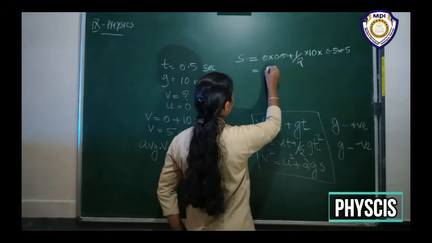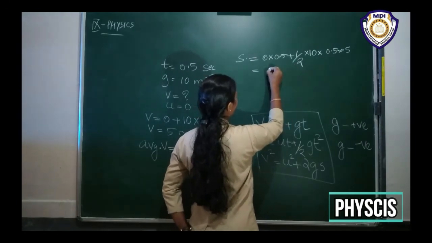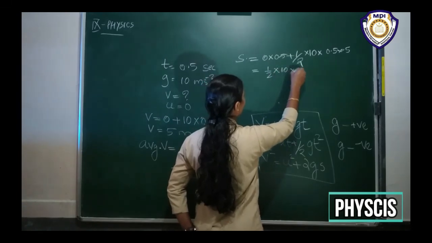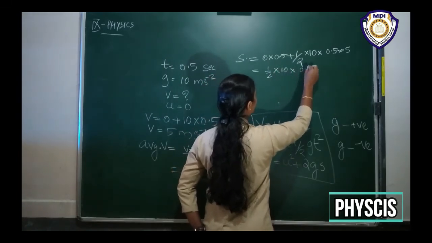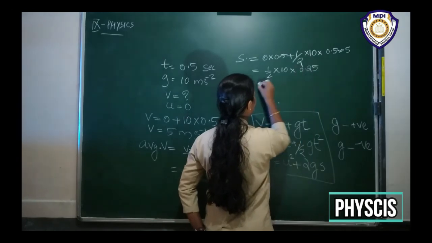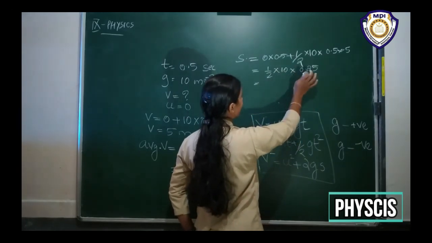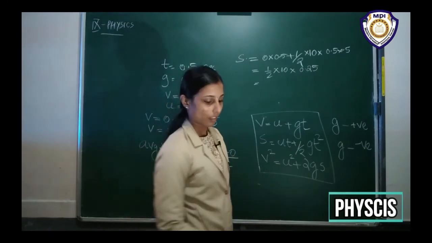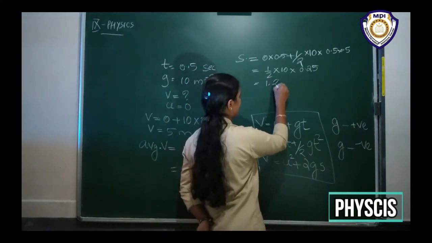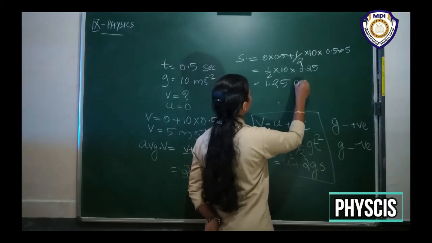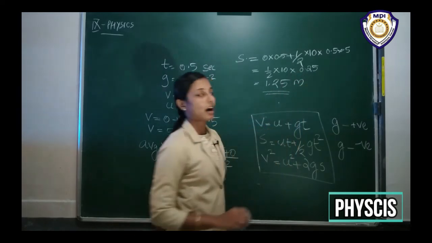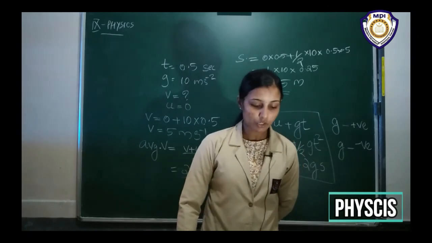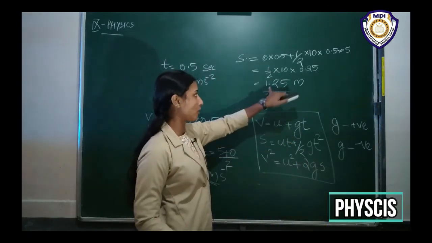We can write this as 0 plus half into 10 into 0.25, right? So this will be equal to 5 into 0.25. 5 into 0.25 is equal to 1.25 meters. The distance has a unit of meter. Okay. So we get the distance as 1.25.